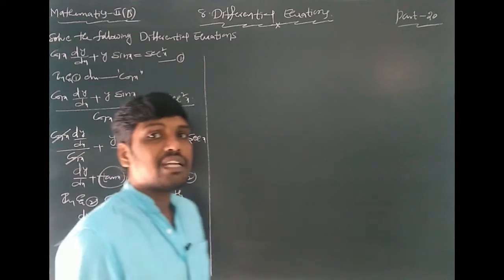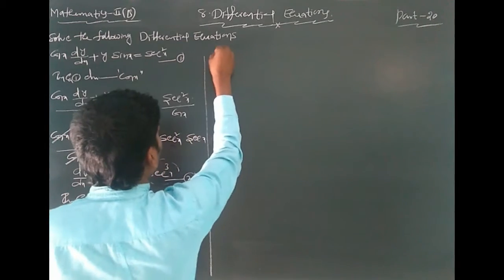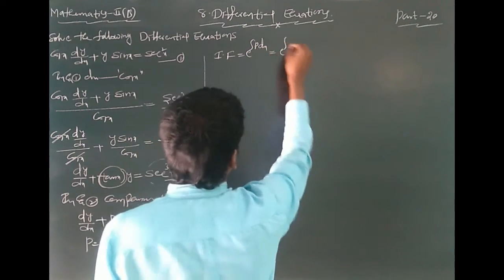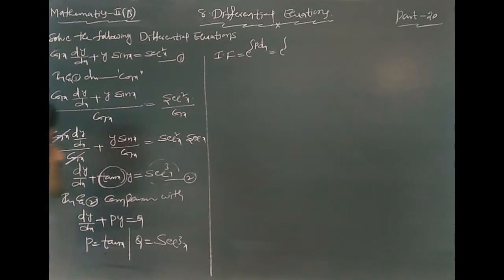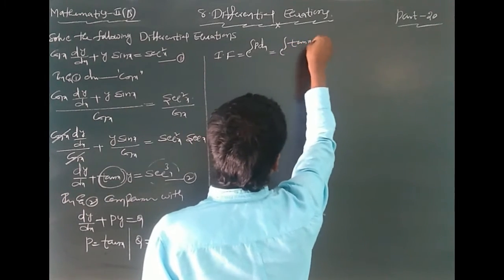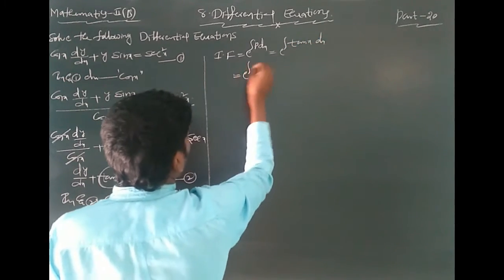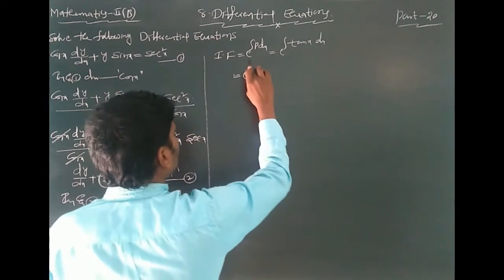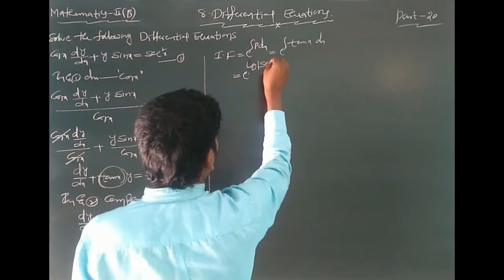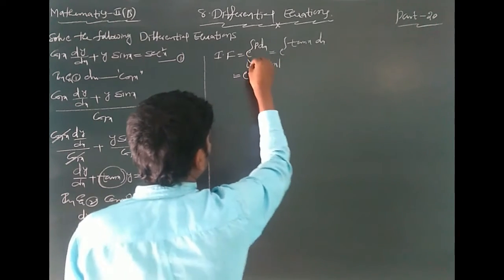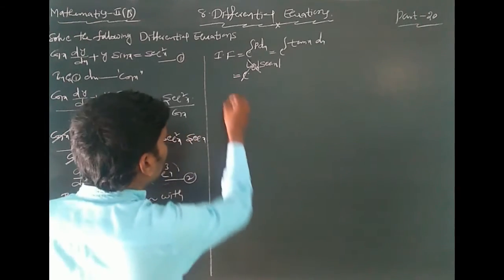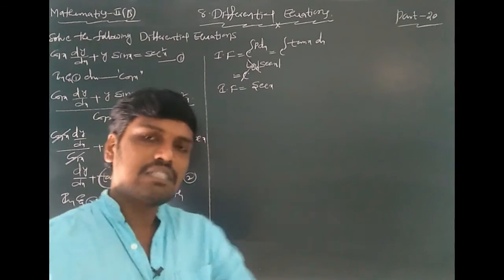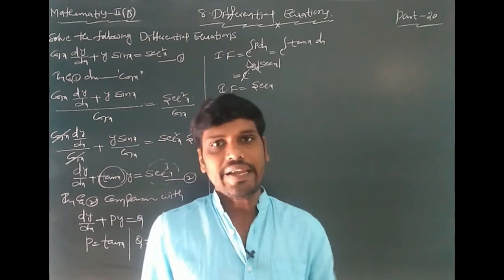After that, write the integrating factor formula. What is the formula of the integrating factor? e power integral P dx. What is the value of P? P value is tan x, so e power integral tan x dx. What is the integration of tan x? Log of mod of sec x. So e power log of mod sec x. Here the base and the log cancel. Remaining, the integrating factor value is mod sec x, which we can write as sec x. This is the integrating factor.